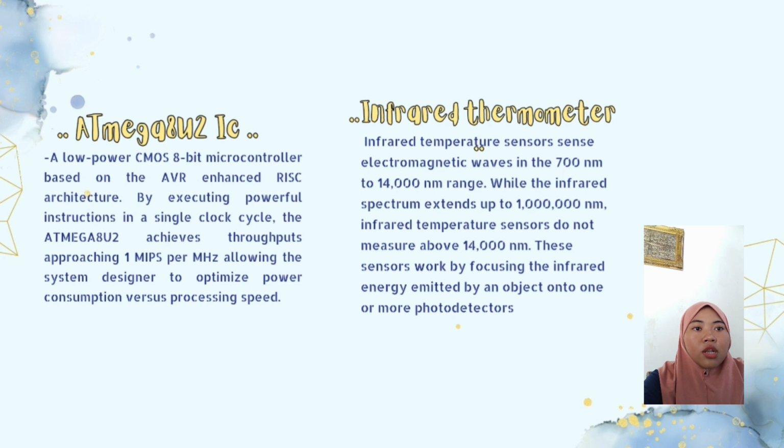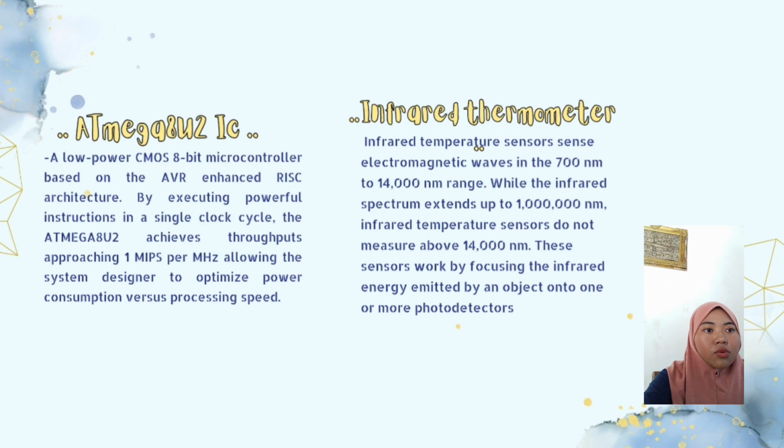Next, the ATmega8U2 IC, a low power CMOS 8-bit microcontroller based on the AVR enhanced RISC architecture, executing powerful instructions in a single clock cycle. The ATmega8U2 achieves throughputs approaching 1 MIPS per megahertz, allowing the system designer to optimize the power consumption versus processing speed.